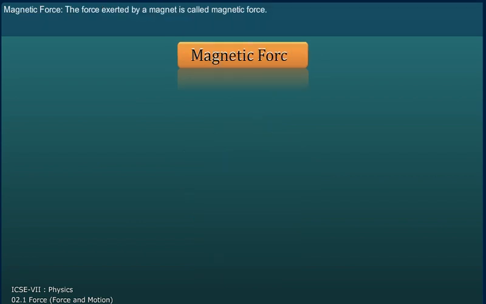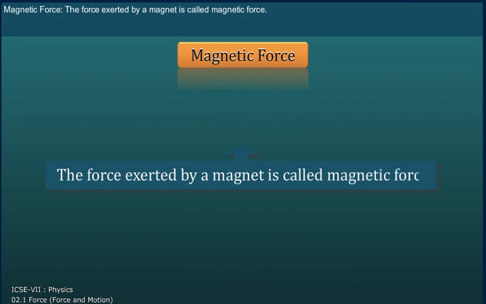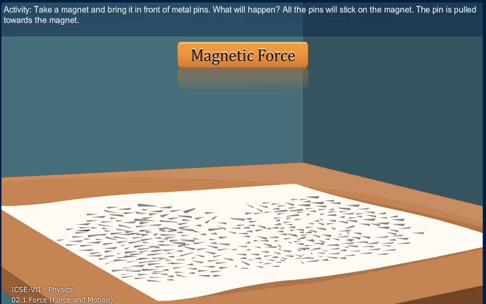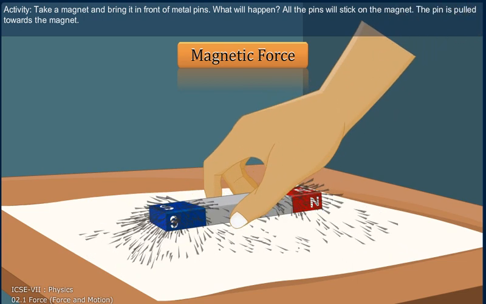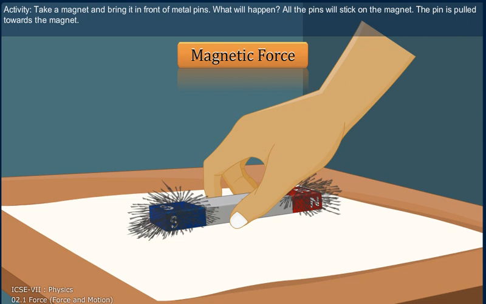Four, magnetic force. The force exerted by a magnet is called magnetic force. Activity. Take a magnet and bring it in front of metal pins. What will happen? All the pins will stick to the magnet. The pin is pulled towards the magnet.